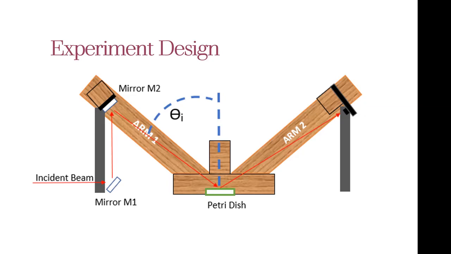As you see in front of you, we decided on using a T-shaped block and two supportive arms. On arm 1, we have mirror M2, which the incident beam is redirected into using mirror M1. And on arm 2, we have the smartphone, which was attached to a wooden block using a clamp. The beam was reflected off of the petri dish containing the solution and into the camera of the smartphone, which we then took a picture of the beam.